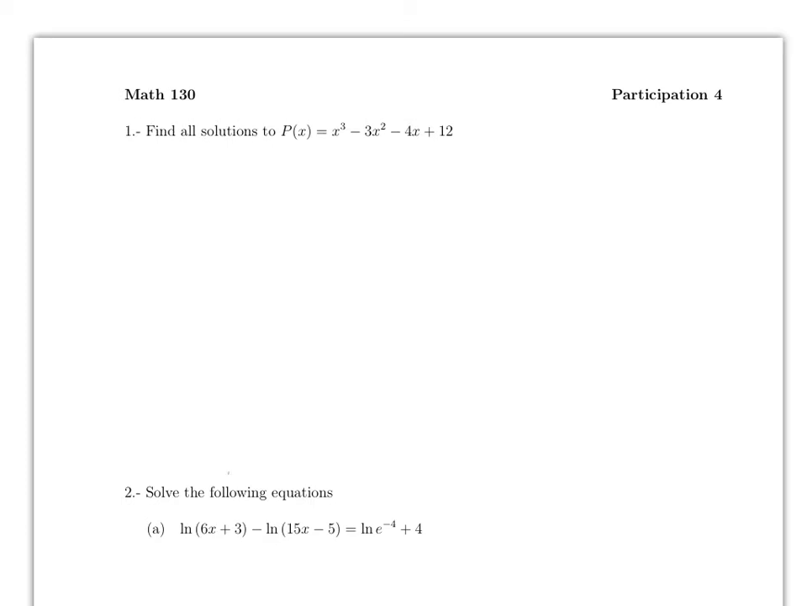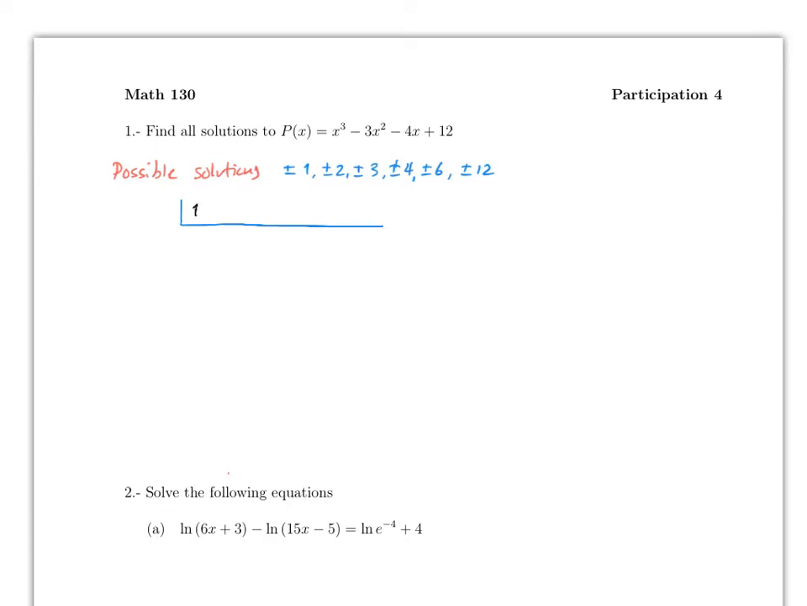So the possible solutions are going to be plus or minus 1, plus or minus 2, plus or minus 3, plus or minus 4, plus or minus 6, and plus or minus 12. Remember, the possible solutions are the factors of this number. Then we use synthetic division.